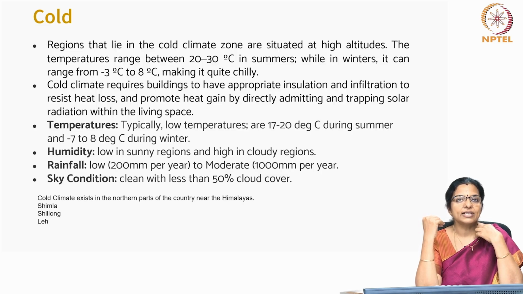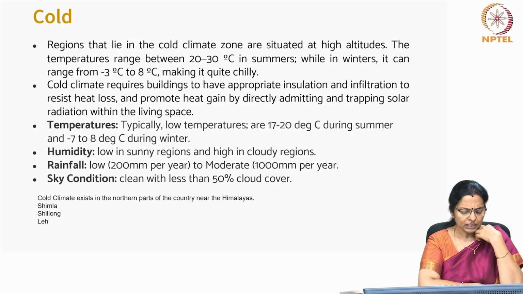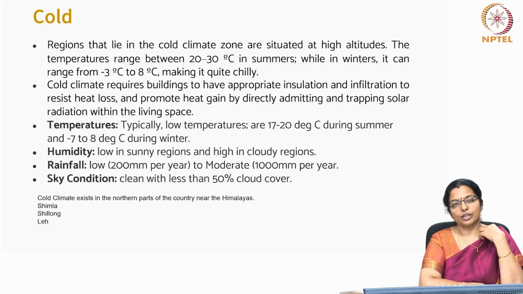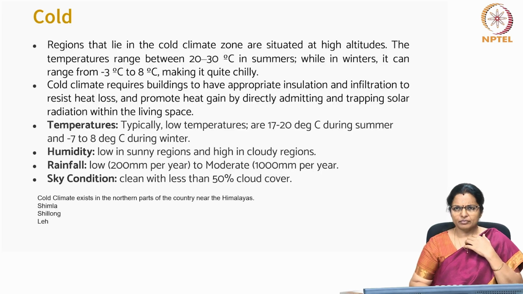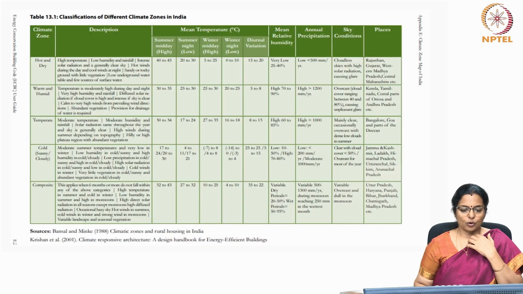Humidity is low in sunny regions and high in cloudy regions. Rainfall is low, about 200 millimeters per year, and sometimes it can be moderate, at 1000 millimeters per year. Sky condition is clear with less than 50% cloud cover. So, cold climates exist in the northern parts of the country near the Himalayas like Shimla, Shillong, Leh, Jammu Kashmir and so on.